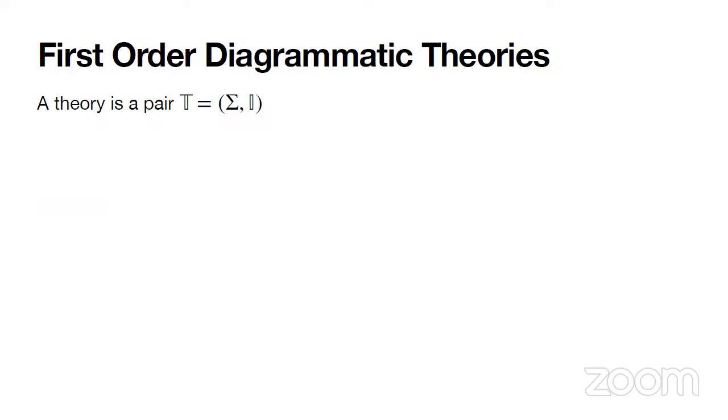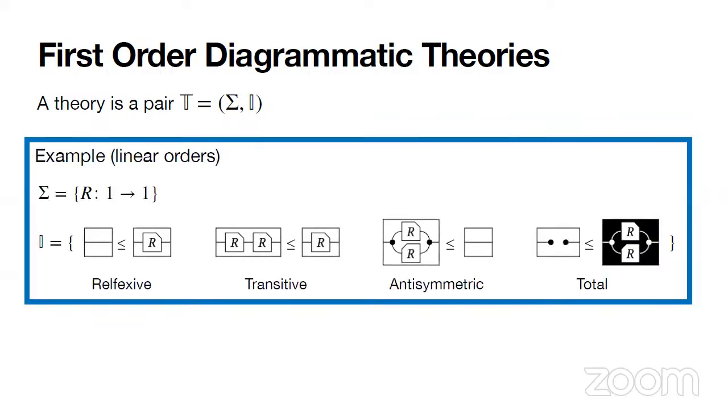So we can talk about first-order diagrammatic theories. These are pairs made of a monoidal signature and a set of axioms. Now, to give you an example, let's take the theory of linear orders. Here the signature is given by a symbol R, which has arity 1 and coarity 1. This is reflected in the diagrammatic language that we have this box with an R and only one wire on the left and one wire on the right. The set of axioms is given by these four inequalities, which are basically saying that R is reflexive, transitive, antisymmetric, and total.